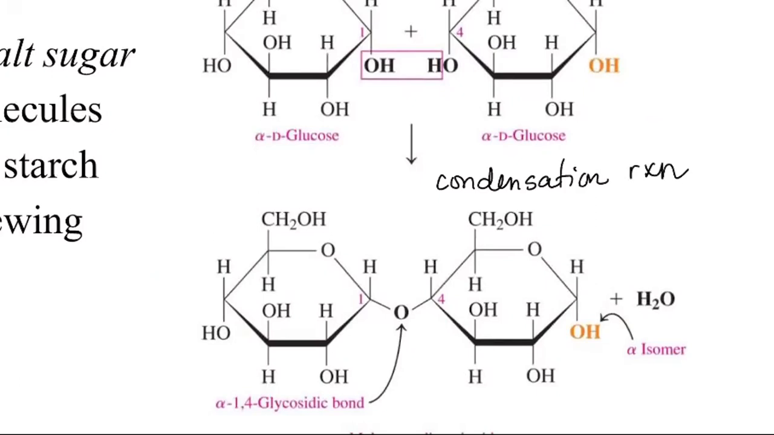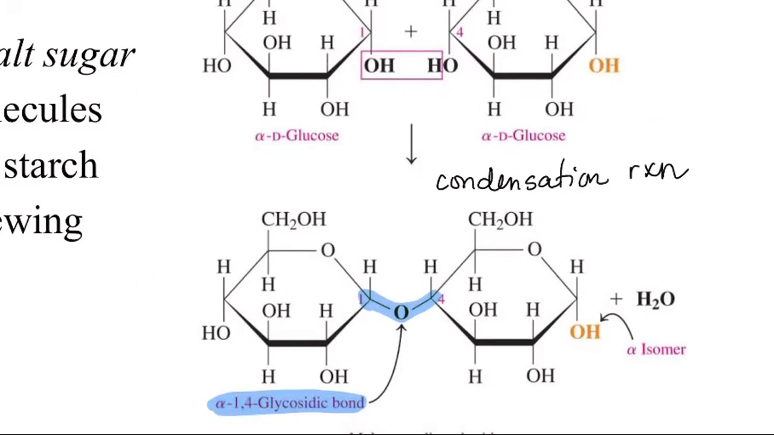Now understand that the link between the two monosaccharides is called a glycosidic bond. And specifically for maltose, it is going to be an alpha 1,4 glycosidic bond.